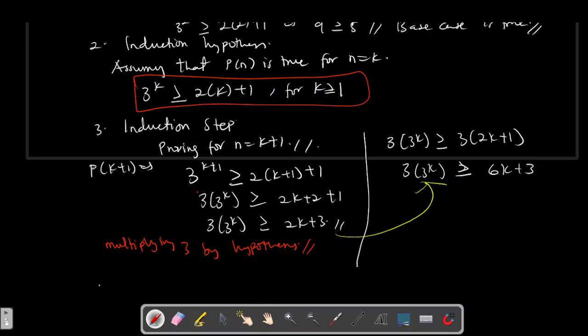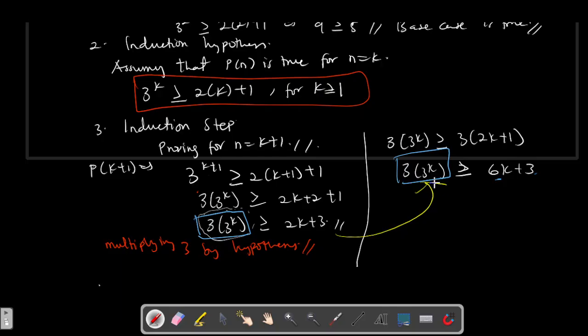The actual goal is to show that the left hand side is greater than or equal to my right hand side, but it should make sense. Since our base case here is true, we know that it's greater than 6k plus 3. This term that we have here is the same thing that we have here. It's not different. So if this is greater than 6k plus 3, then obviously it will be bigger than 2k plus 3. I don't know if it makes sense.